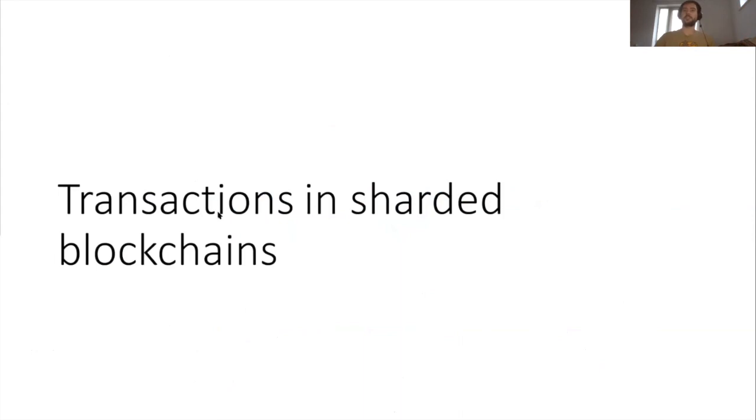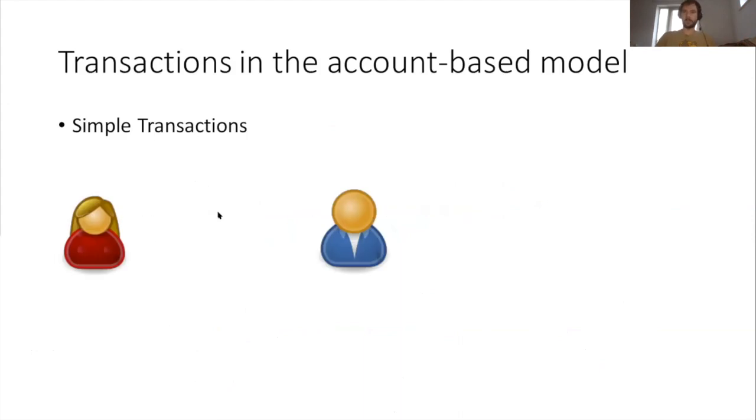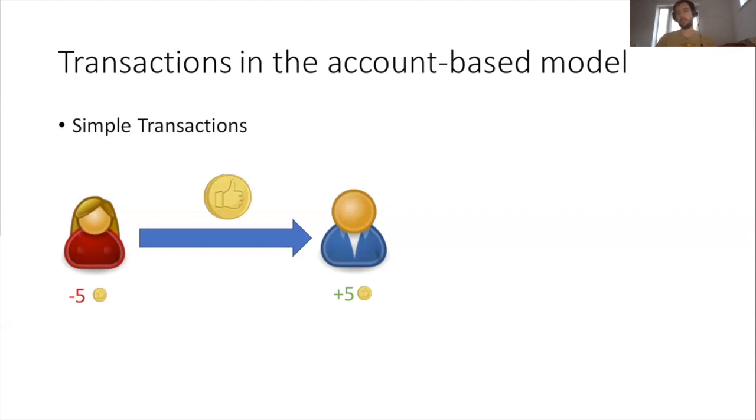So let's move to transactions in the sharded environment. As I said before, here we focus on the account-based model. If I want to perform a single transaction, let's say a simple money transfer, say that Alice wants to send money to Bob. In the account-based model, first of all, I have to deduct the balance of Alice by a specific amount. Then I have to increase the balance of Bob by the same amount, and I must make sure that this transaction is atomic, because I don't want to either create money out of thin air or destroy some money.